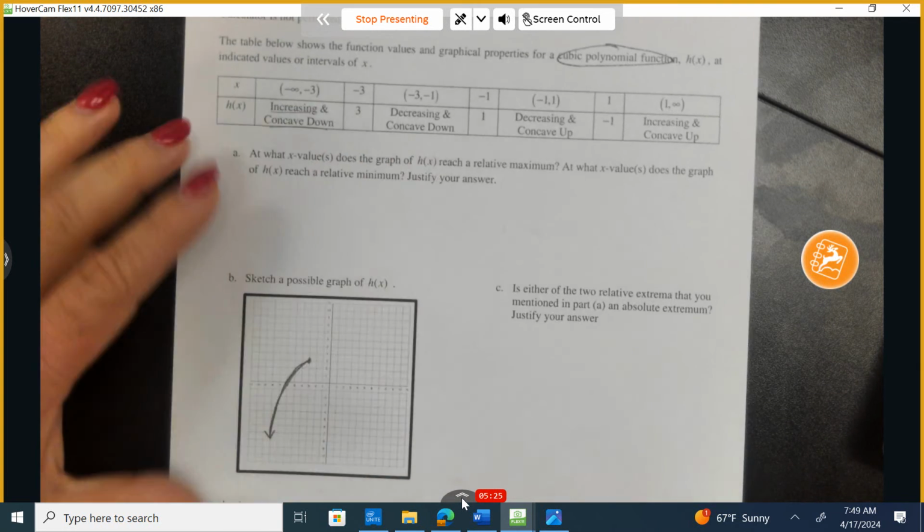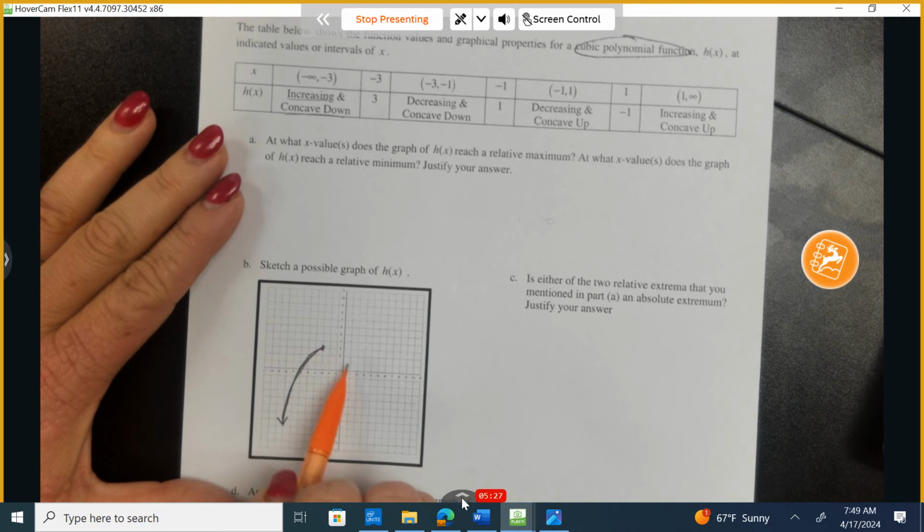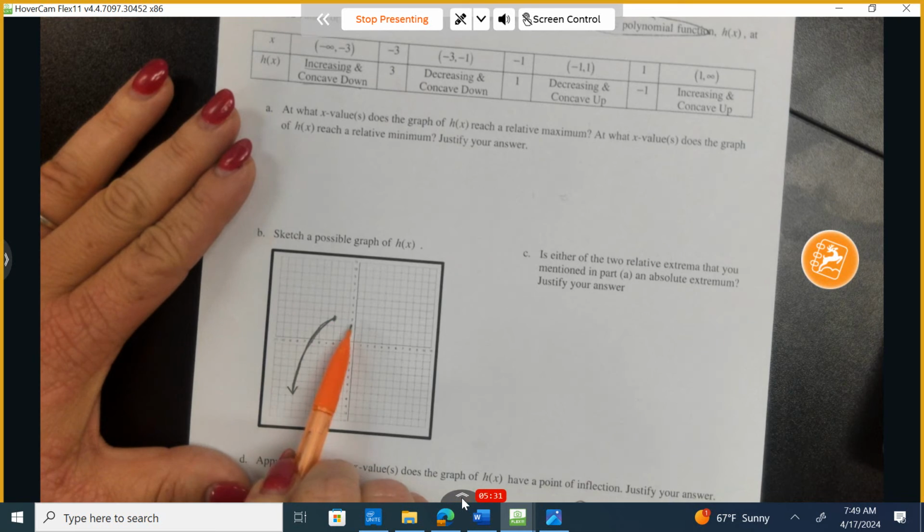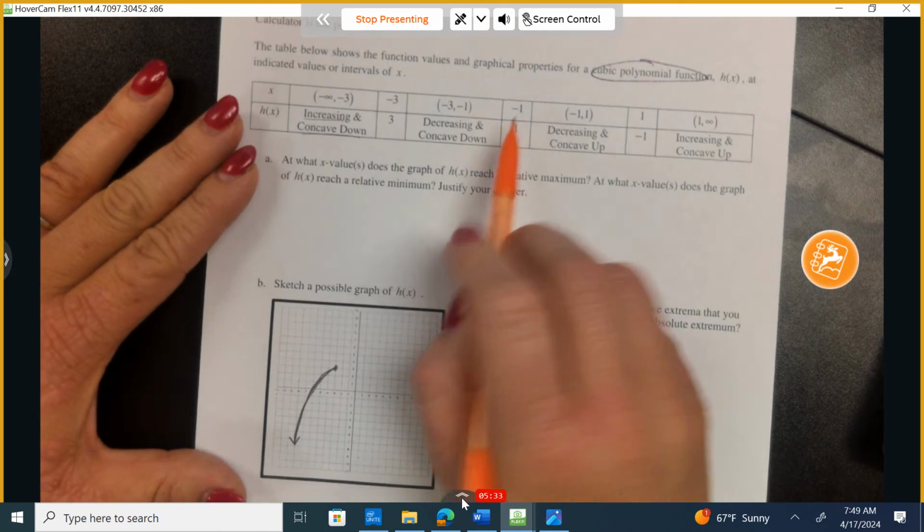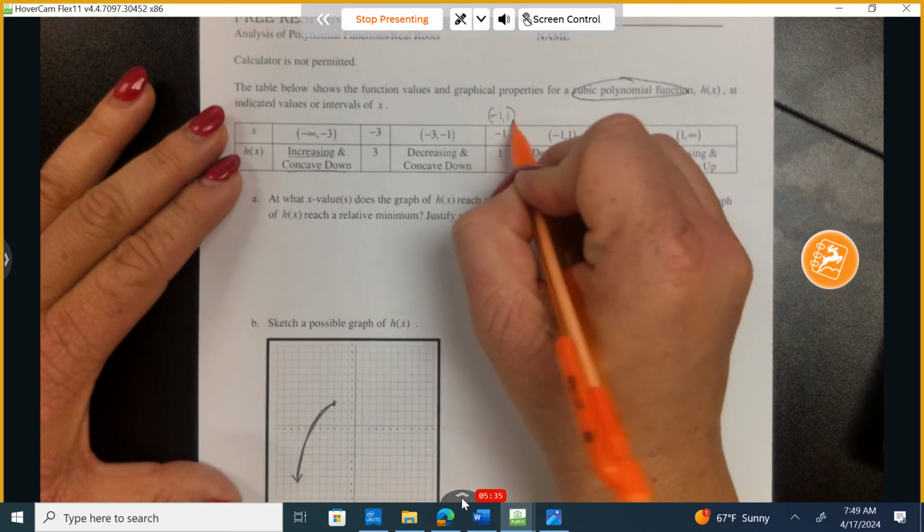Now, I still need to decrease as I go to the right. I need to decrease, and it still needs to be concave down all the way to getting to the point. This is an ordered pair. Please write this ordered pair down if you're confused.